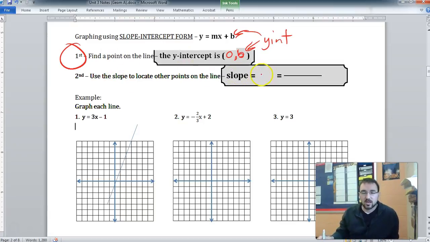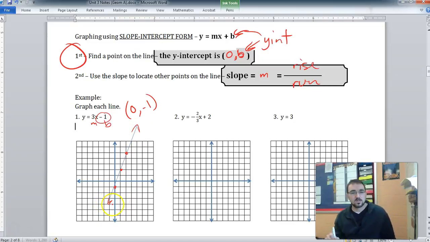Then we use the slope to locate another point. We know that slope m is rise over run, up and down over left and right. Let's take a look. We have y equals mx plus b, where m is 3. But first, we need to find our point (0, negative 1), because that's our b value. Don't forget the negative. Plot the point, then count up 3, over 1. Up 3, over 1. There you go. I already drew my line, so we know it's going to cross right there. That's how to graph using slope-intercept form.